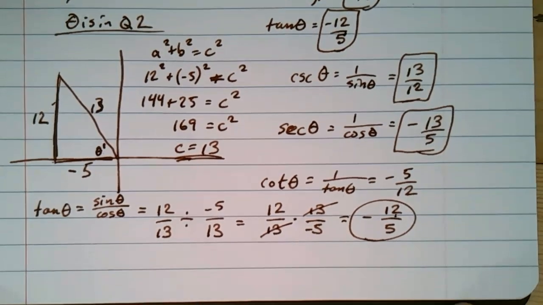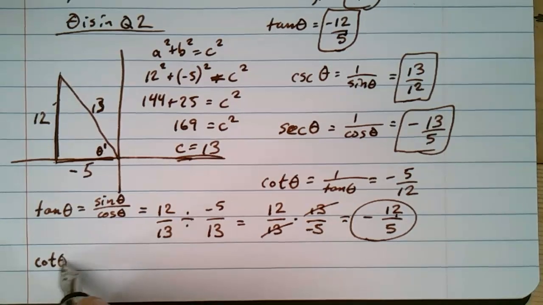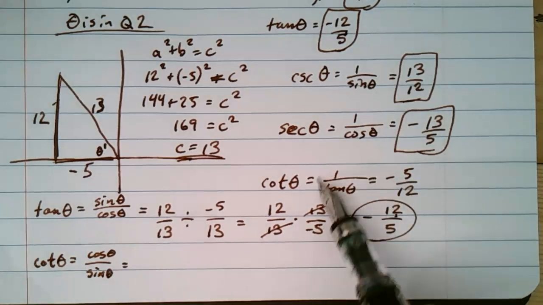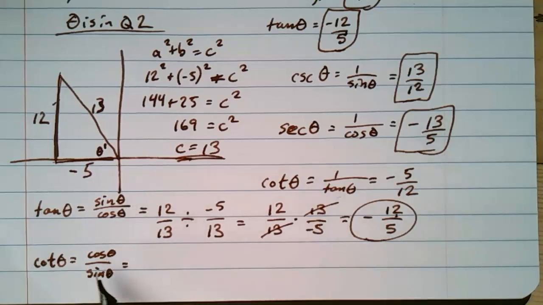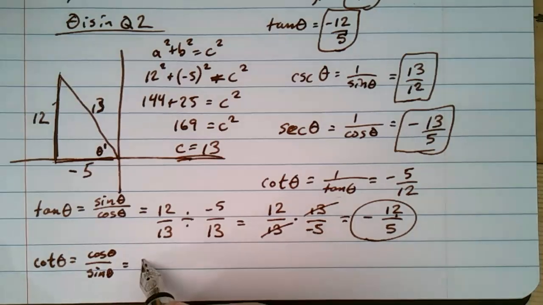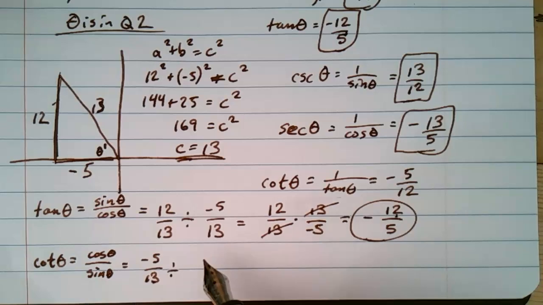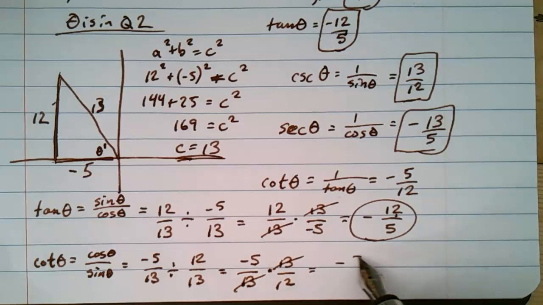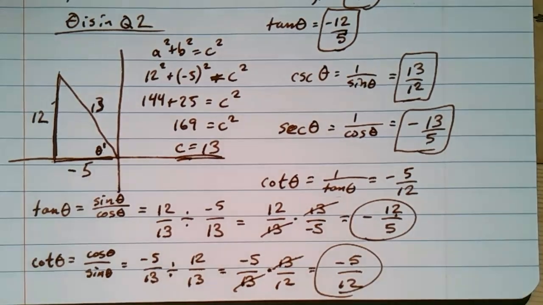And the other side to this is that cotangent of theta is equal to cosine over sine. Why? Because it's the reciprocal of tangent. Well, the reciprocal of that identity is that identity. And so the same thing, what do you get? You get cosine, negative 5 over 13, divided by sine, 12 over 13, is equal to negative 5 over 13 times 13 over 12. The 13s cancel and you get negative 5 over 12. Okay, for cotangent. So anyway, another way to come up with these.